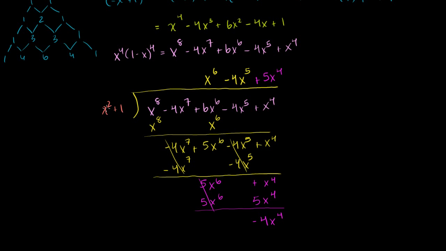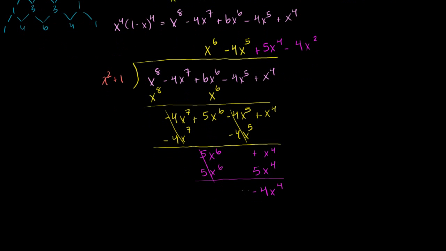Nothing to bring down. x squared goes into negative 4x to the 4th negative 4x squared times. Negative 4x squared times x squared is negative 4x to the 4th. Negative 4x squared times 1 is negative 4x squared. And now we subtract that from that. 0 minus negative 4x squared is going to be positive 4x squared. All of these steps we're always subtracting. I should draw the subtraction symbol right over there.